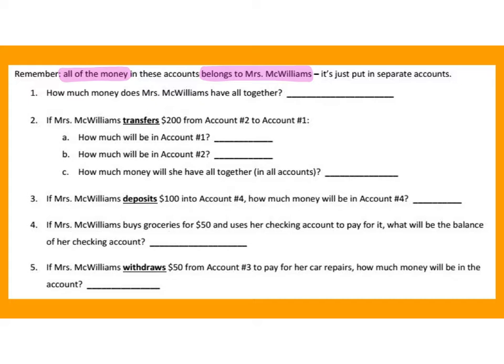So in question number 1, it asks us, how much money does Mrs. McWilliams have altogether? So because all of this money is hers, we would need to add together all 5 of her accounts. When we do, we realize that she has $1,500.